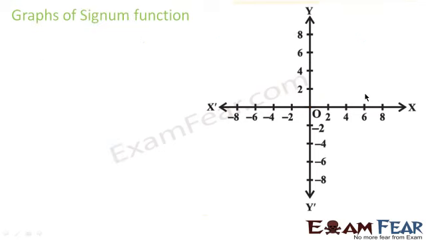Now we'll take the graph of the signum function. So what is the signum function? The signum function f(x) is equal to 1 if x is greater than 0, f(x) is equal to 0 if x is exactly 0, and f(x) is equal to -1 if x is less than 0.